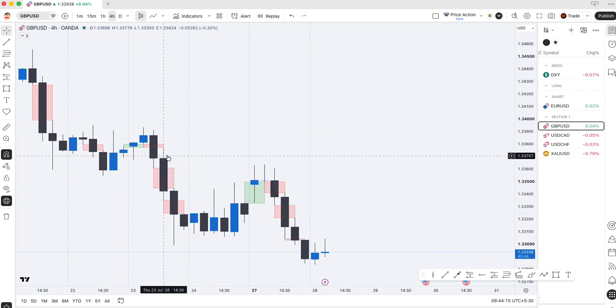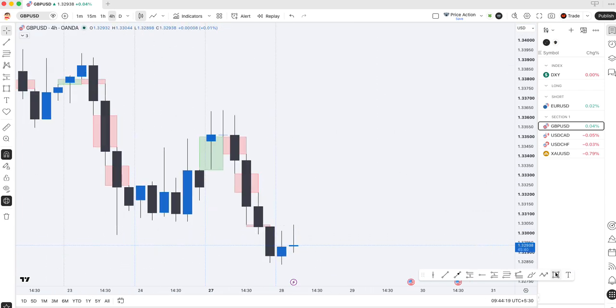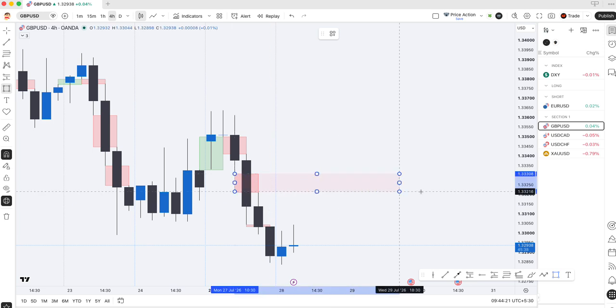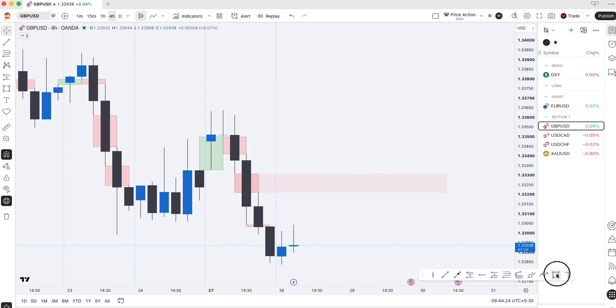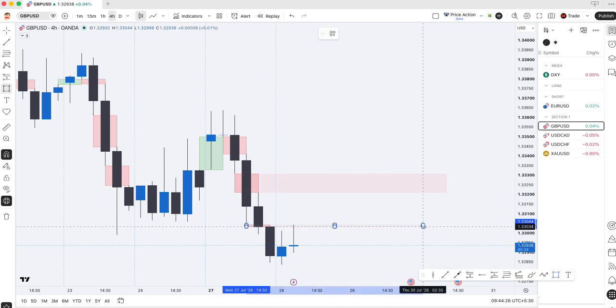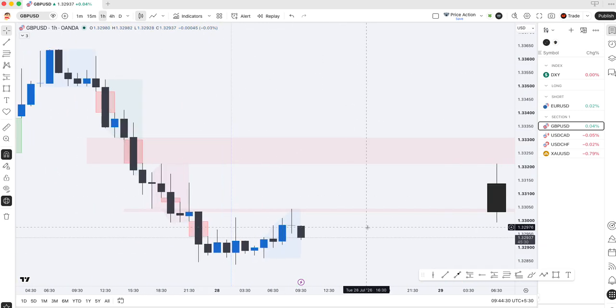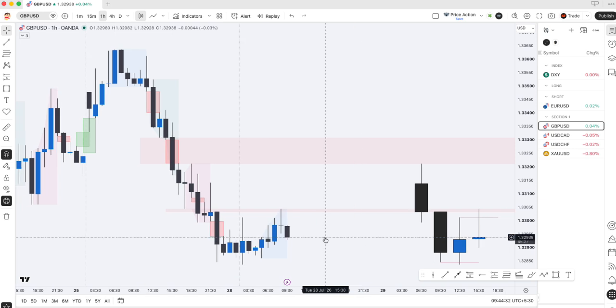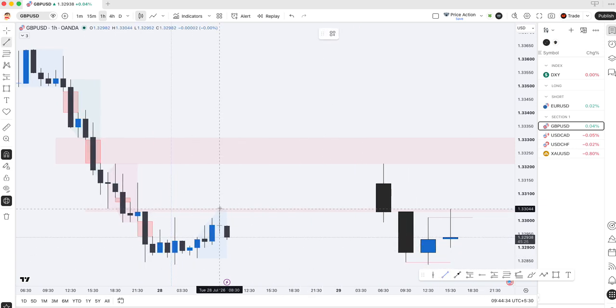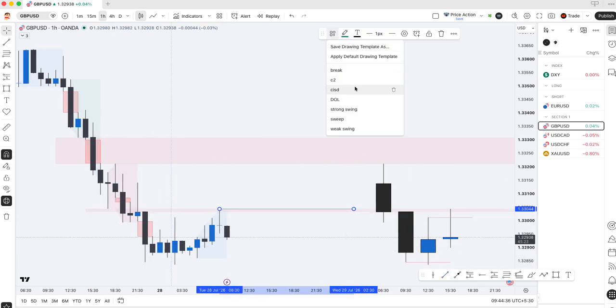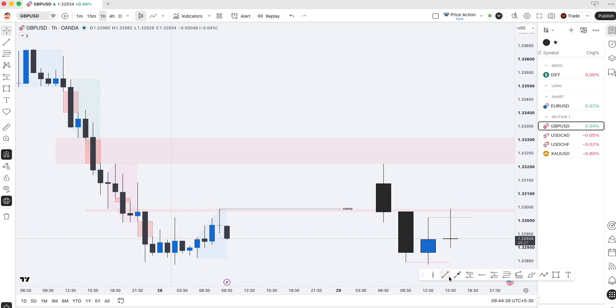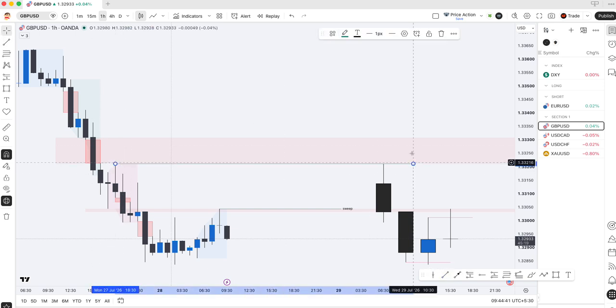If I look at 4 hour, we are making lower lows. So the price is clearly to the downside. We have a bearish fair value gap here. We have a tiny bearish fair value gap here. Now let's see if there are any swing points on 4 hour. We do have this as a swing point, and this is also a kind of a swing point.